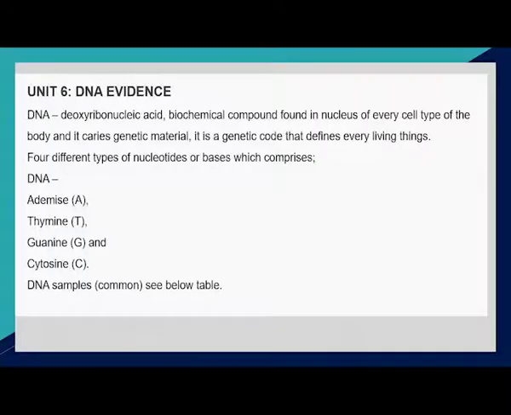Unit 6, DNA evidence. DNA, deoxyribonucleic acid, is a biochemical compound found in the nucleus of every cell type of the body, and it carries genetic material. It is the genetic code that defines every living thing. There are 4 different types of nucleotides, all bases, which comprise DNA: adenine A, thymine T, guanine G, and cytosine C. DNA samples are shown in the table below.